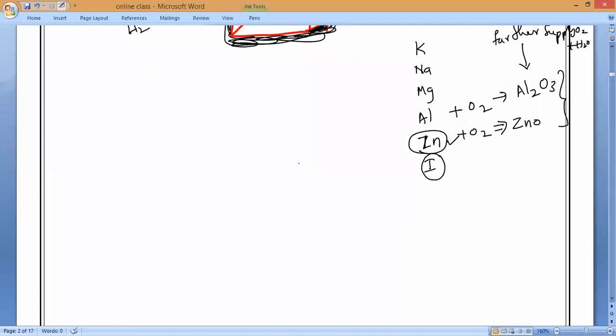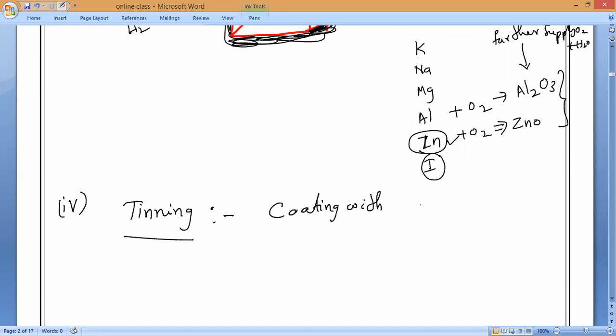Next, we are going to study the next preventive method, tinning. What is that? Tinning means again the same thing. We are coating with tin. Coating with tin on the surface of iron, so that it is protected from corrosion.